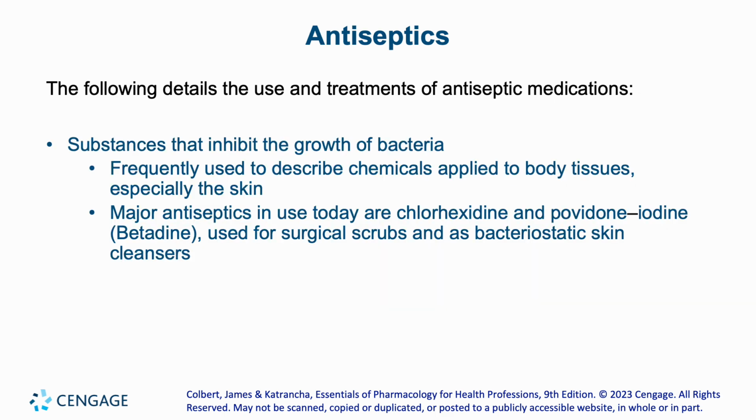Antiseptics. The following details the use and treatments of antiseptic medications. These are substances that inhibit the growth of bacteria, frequently used to describe chemicals applied to body tissues, especially the skin. Major antiseptics in use today are chlorhexidine and povidone iodine, or Betadine, which are used for surgical scrubs and as bacteriostatic skin cleansers. If we're going to do an invasive procedure such as insert a central line or a Foley catheter, or do a surgery where we're going to be cutting into the skin, we're going to use an antiseptic to make sure that we inhibit growth of bacteria in that area.